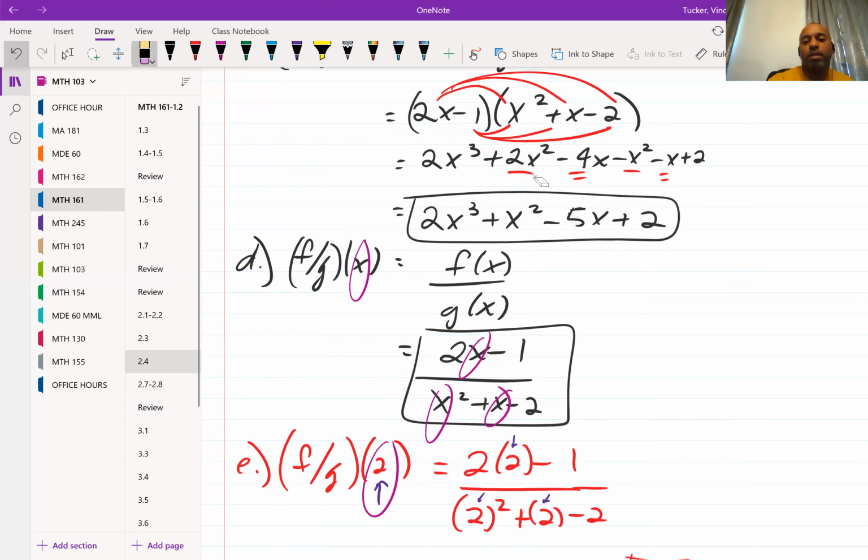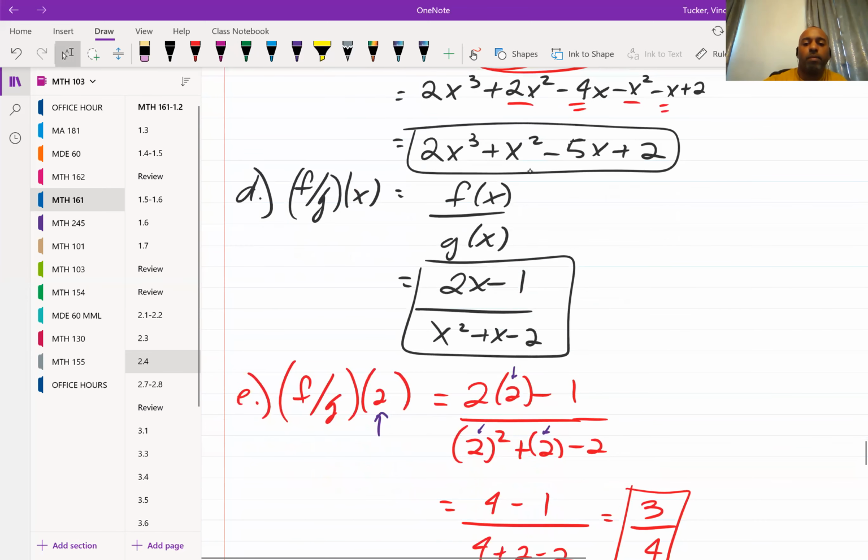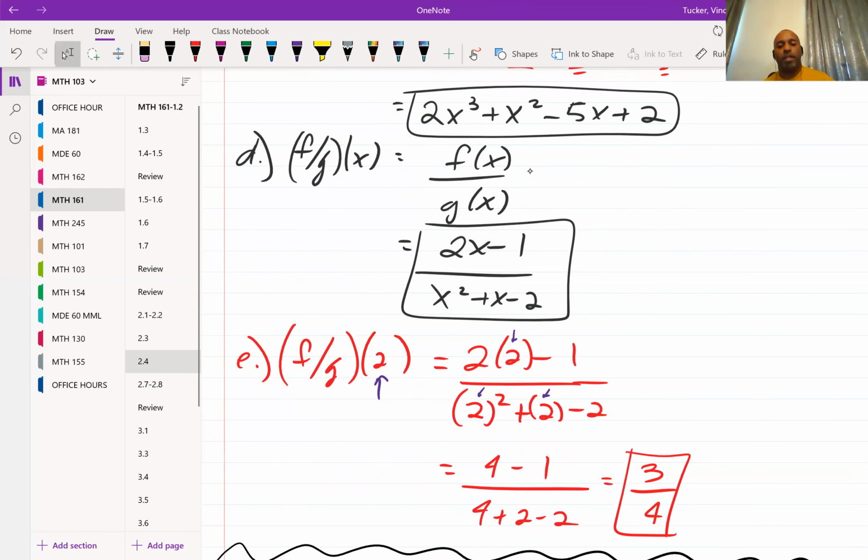Matter of fact, let me do this. And so that's what I did right here. I just took 2 and plugged it into each one of the spaces that I have over here. So that's 2 times 2 minus 1, 2 squared plus 2 minus 2 on bottom. That'd be 4 minus 1, 4 plus 2 minus 2, ultimately giving us 3 over 4.